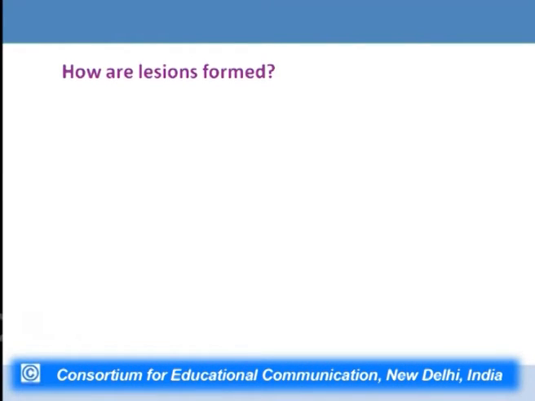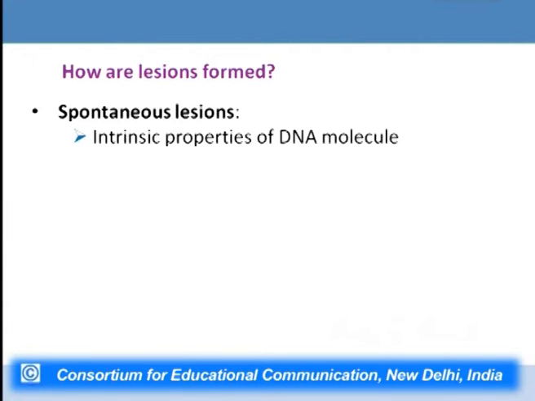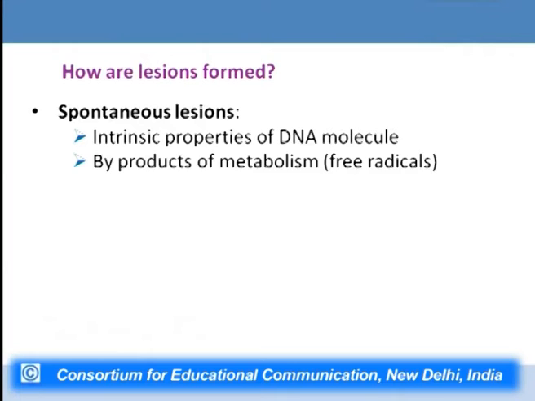Now, how are these lesions formed? The lesions which are caused because of DNA damage, how are they formed in the cells? The lesions could be spontaneous lesions which occur because of the intrinsic properties of DNA molecules, or because of byproducts of metabolism. The intrinsic properties of DNA molecule, as already described, like tautomeric shift, can cause the change in the DNA sequence, or there might be free radicals present in the cell which occur because of metabolism occurring in the cell, and these free radicals are the byproduct of metabolism, and they might create spontaneous lesions in the cell.